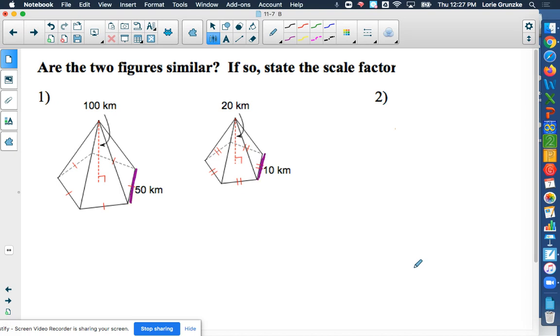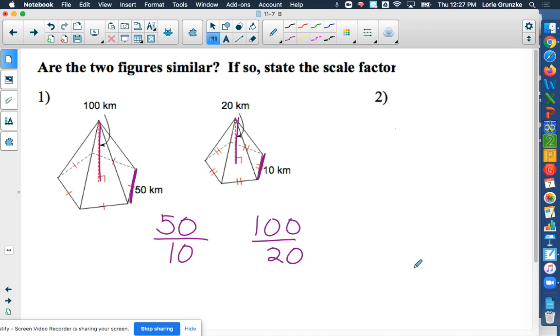There's a 10 centimeter line. Both of them are on the basis. So I could say 50 goes to 10. You can reduce it. We will reduce it in a moment. Now I'm going to compare the height ratio. That one's 100 and this one's 20. So I put the 100 over the 20.